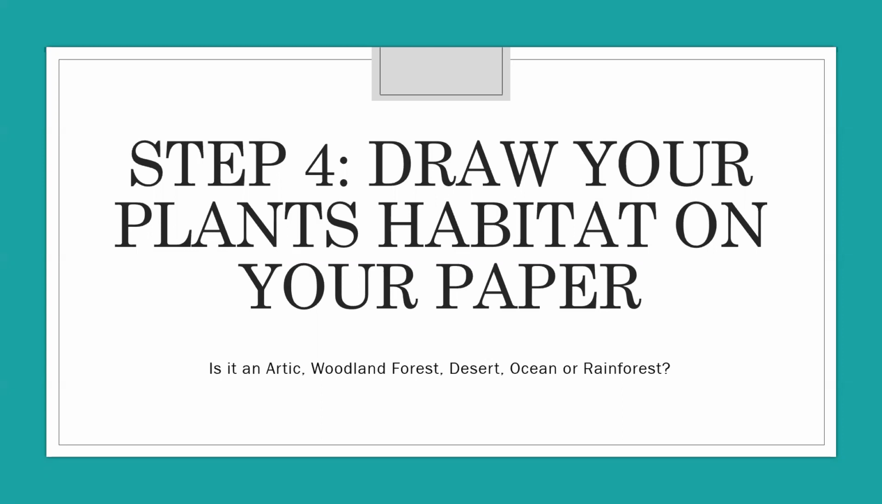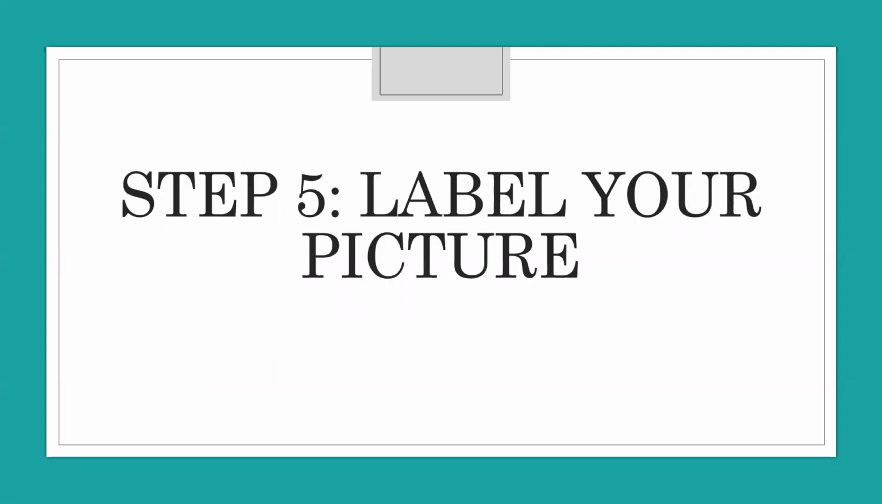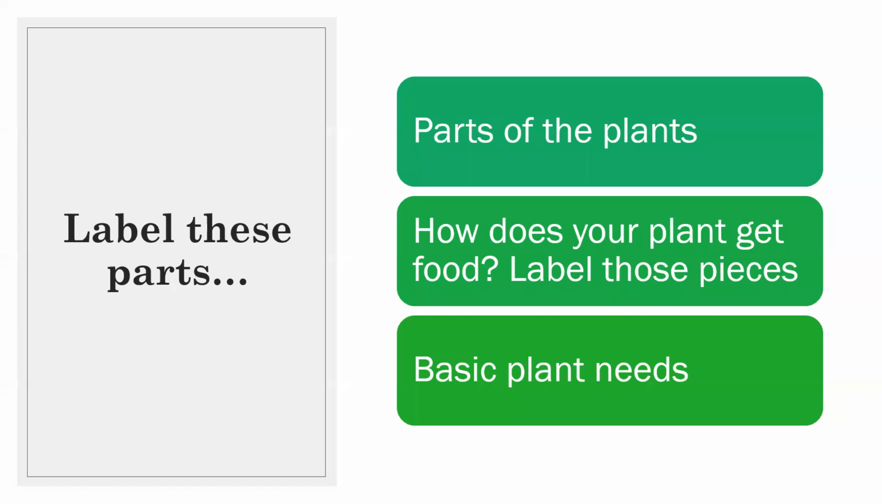So now you've taken a picture of your plant or flower, or you skipped that step. You've drawn a picture of it, and now you've drawn the habitat around it. So now we are going to label that picture. When I say label it, we are going to label these parts. You're going to use arrows and label the parts of the plant.